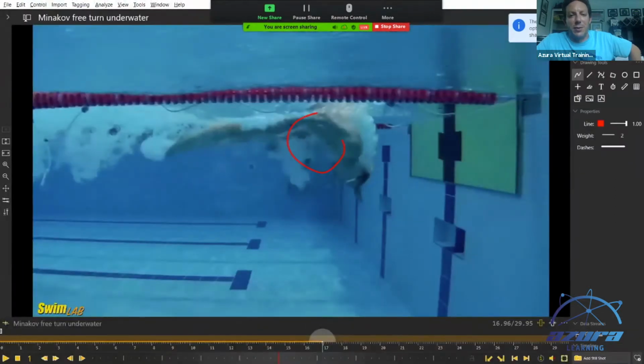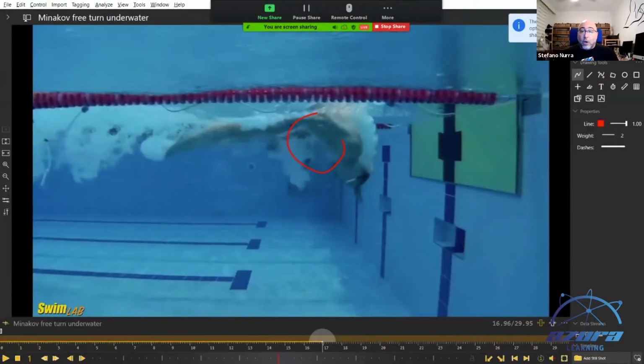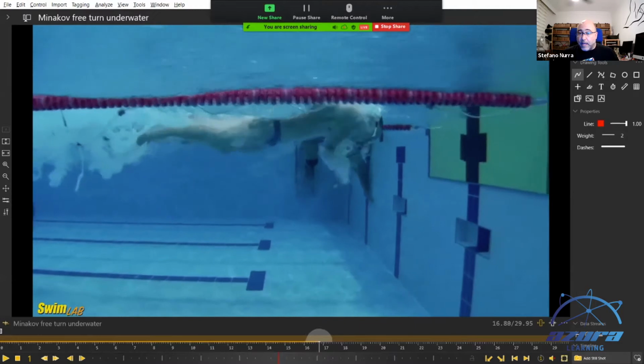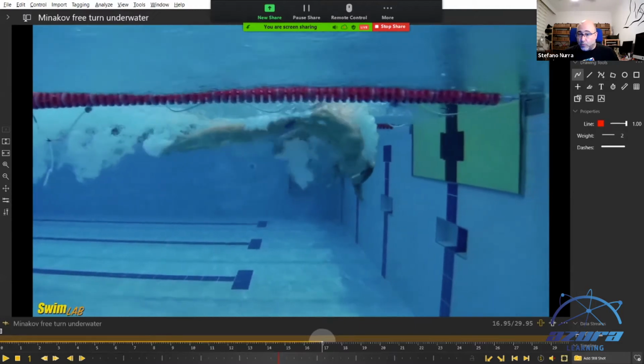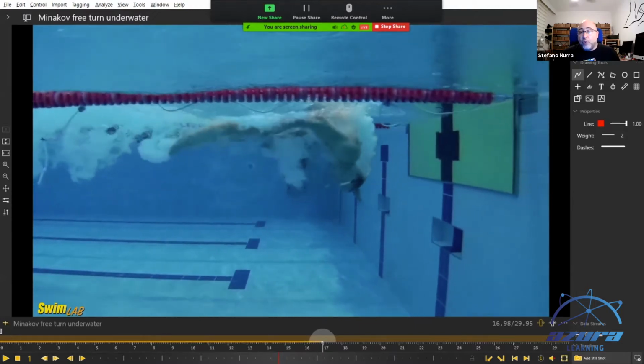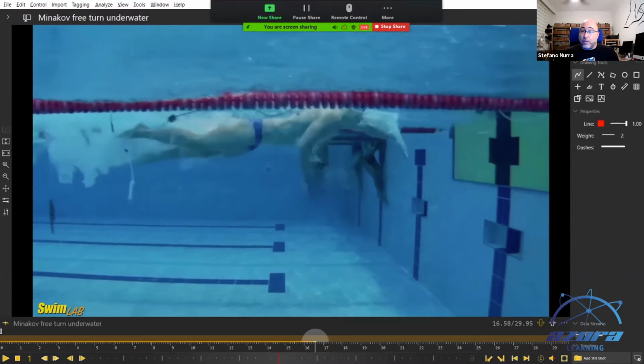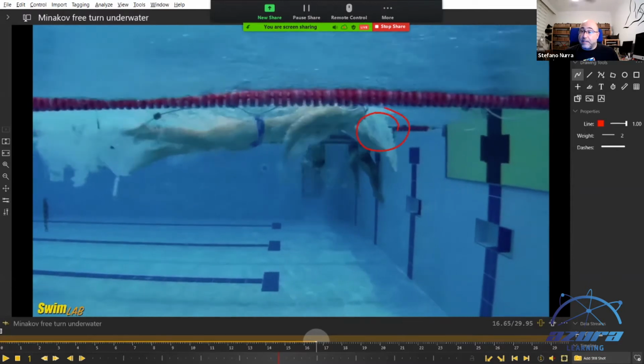Okay, so I want to repeat just to explain the last question. If you are waiting for the end of the push to start the rotation, for sure it's a slow turn. If I use the swimming speed to rotate, the rotation will be fast. If I'm able to close the body like a ball, the rotation will be fast and faster.